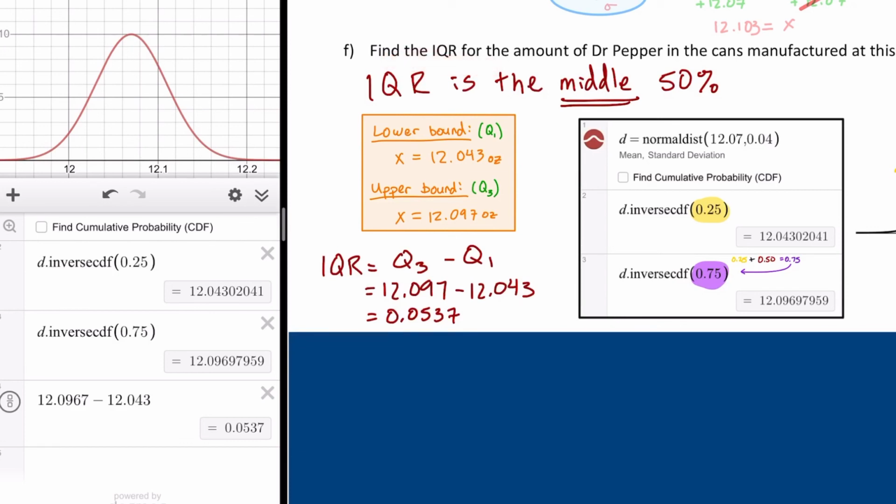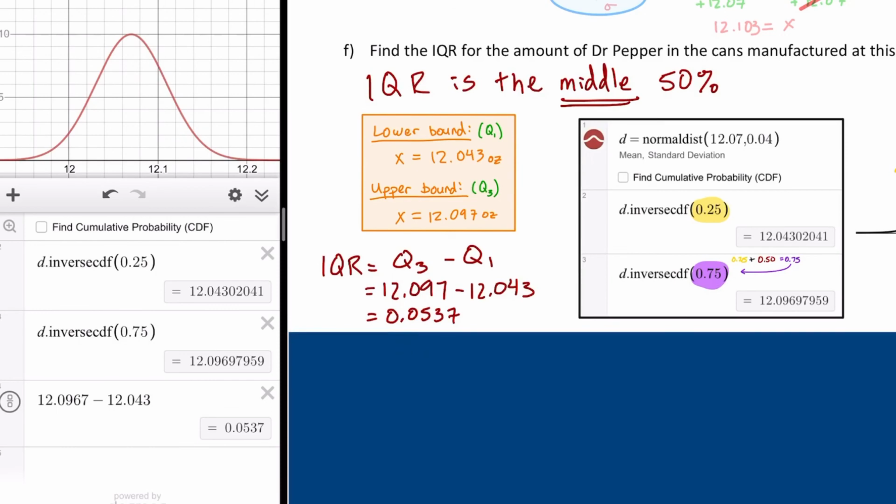And actually, just a second ago, I realized I forgot to actually answer the question. So my final answer is actually not my lower bound and my upper bound being listed out, but the fact that the IQR is Q3 minus Q1, which is my 12.097 minus 12.043, and it equals 0.0537. So the IQR of this distribution is about 0.05 ounces.